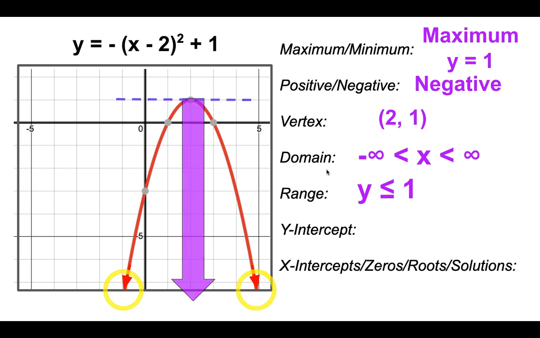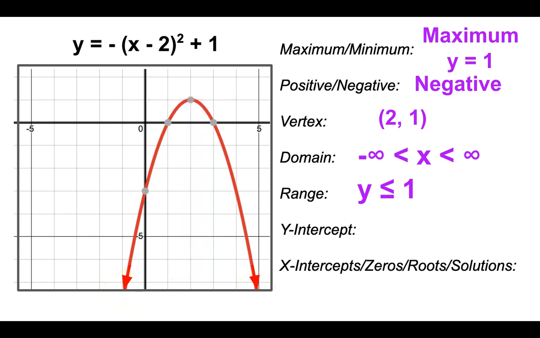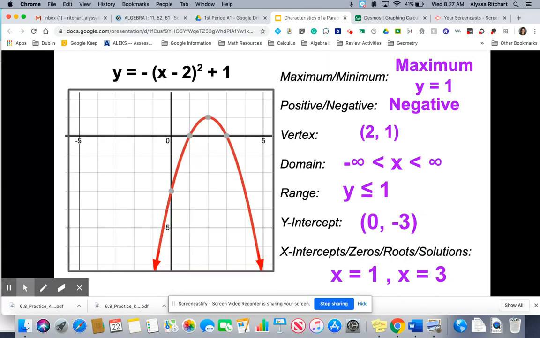Goes down forever. Our y-intercept is where we cross the y-axis, and in this case it's right here, and this is the point 0, negative 3. Lastly, we're going to take a look at our x-intercepts, or zeros, because it crosses the 0 line. Roots or solutions. These are where they cross the x-axis. In this case, we have 2. We have one at x equals 1 and another at x equals 3. Hopefully you've understood these vocabulary terms, and now you are ready to watch the next video.